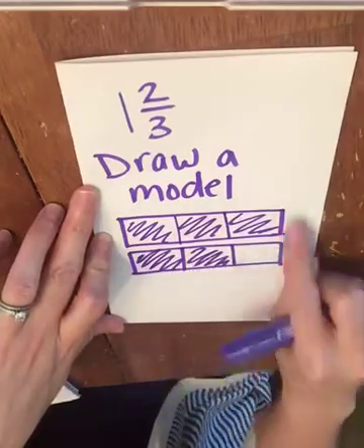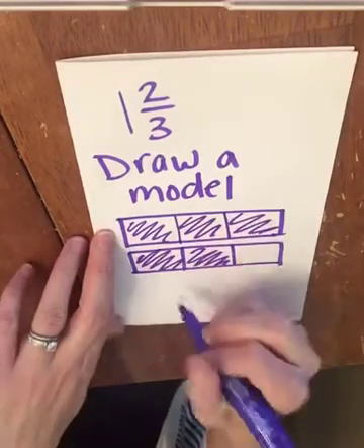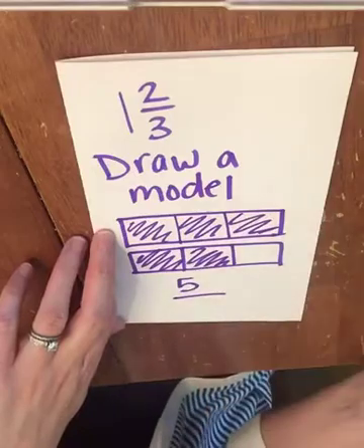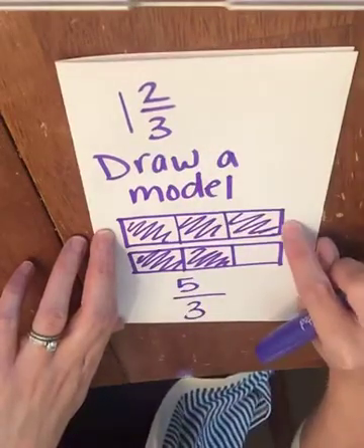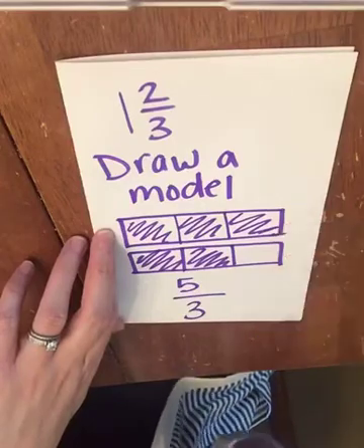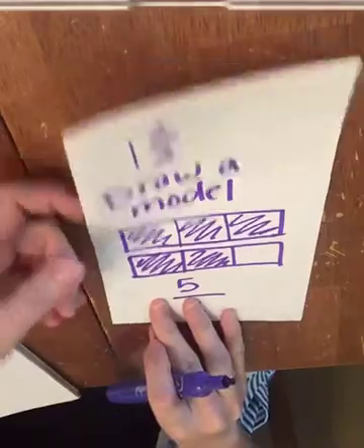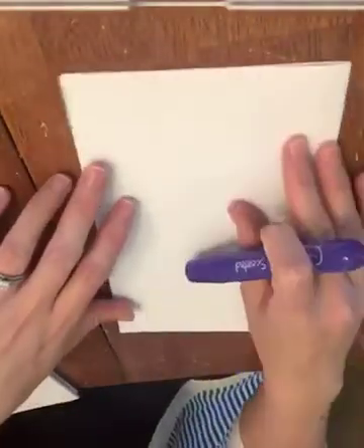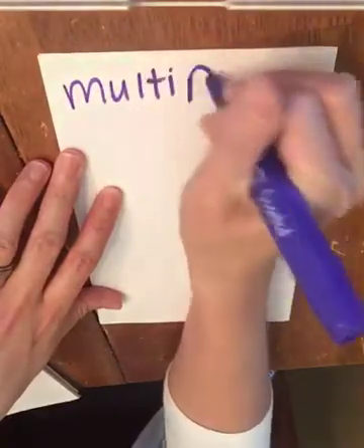Now, if I look at these two models together, okay, I actually have 1, 2, 3, 4, 5 pieces shaded with 3 as my denominator because I have one whole here, okay? The other way I could do this is I could do some multiplication, okay? So just like I divided to turn it into a mixed number, I can multiply, okay?